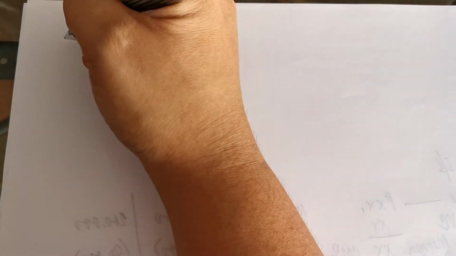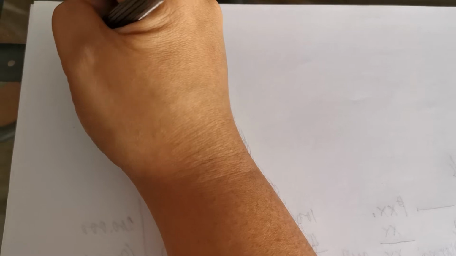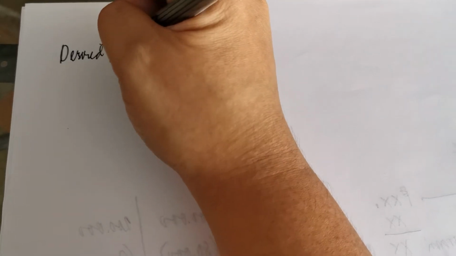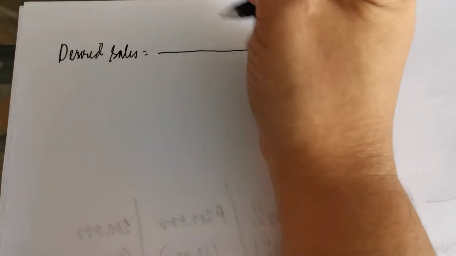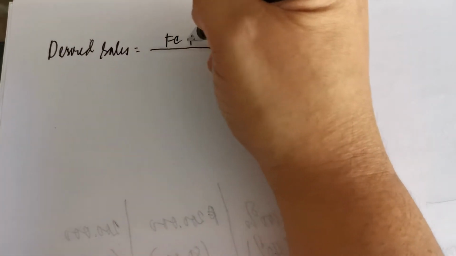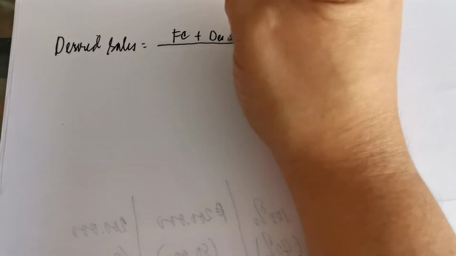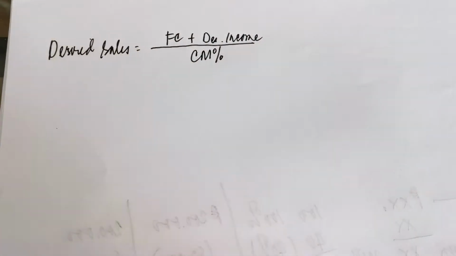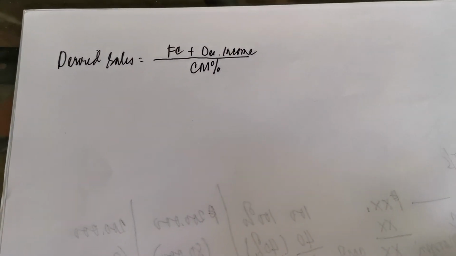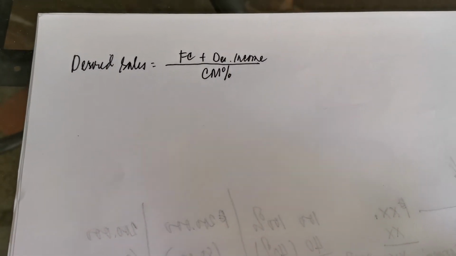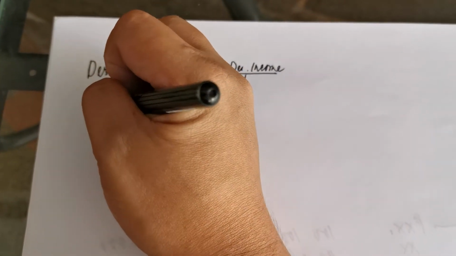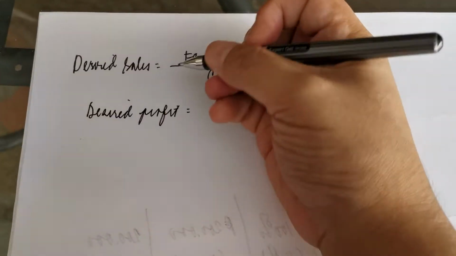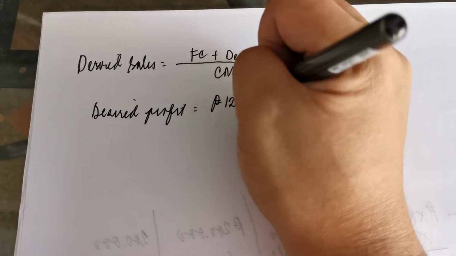Now still we will make use of the formula in order to compute for the desired sales. So the desired sales would be the fixed cost plus the desired income divided by the contribution margin percentage. Let us use the same information as what we had earlier, only that we will add the desired profit. Assuming that the desired profit is also 120,000.